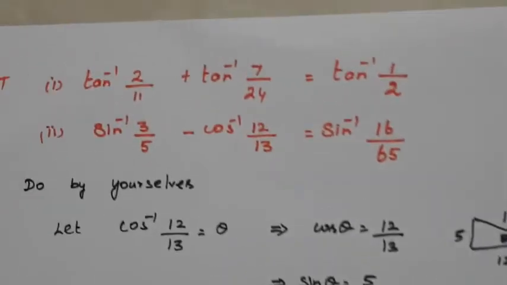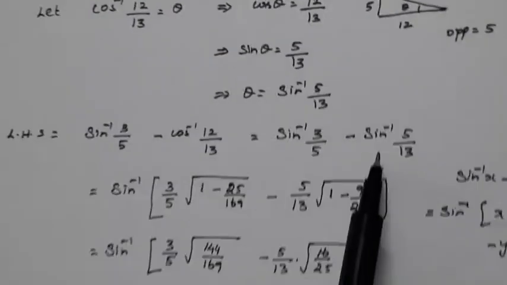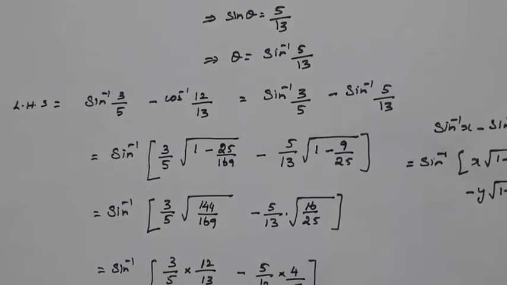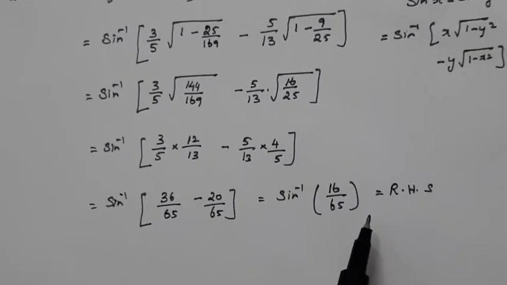Okay. So by transforming this cos inverse of 12 by 13 to sin inverse, and by applying sin inverse of x minus sin inverse of y, we got the corresponding right hand side. Okay.